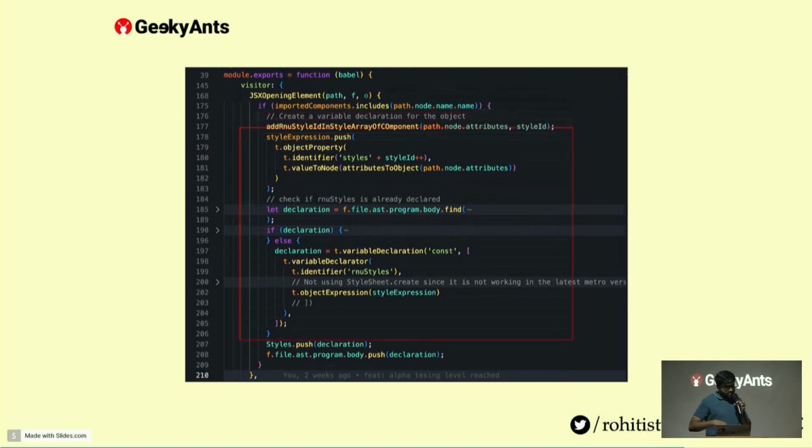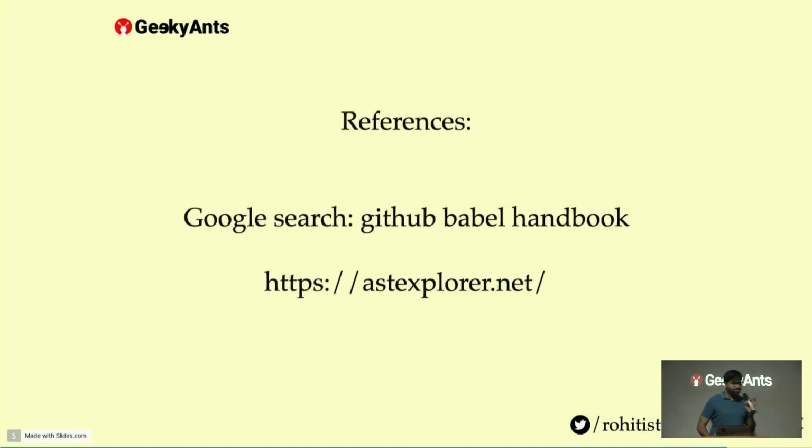Then yeah, next step is to create that style sheet declaration, right? So I showed in the example, the transpile example, that the style sheets are declared on the bottom of your file. So this code does that. Inside this, the resolver runs and passes your code. Then the last step is to push that declaration. All done. And if you are interested, you can just simply search GitHub Babel handbook, and you'll find the first link. That's the best thing that you can refer to understand Babel, how it works.